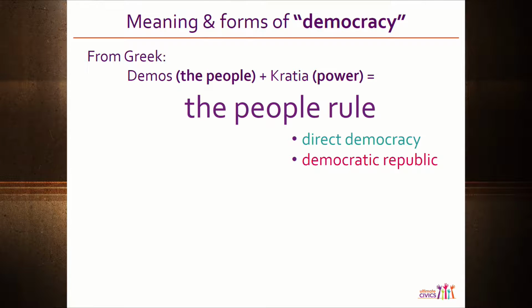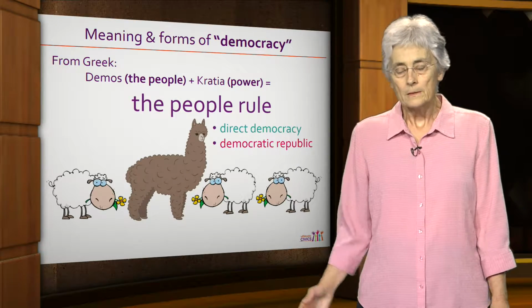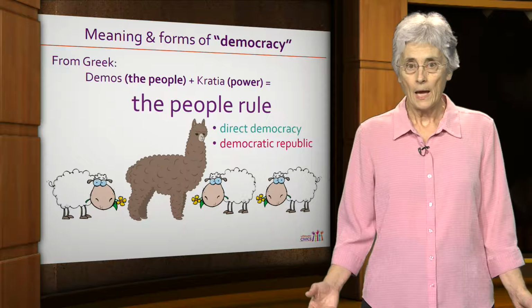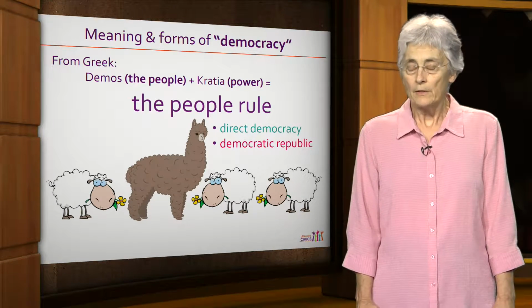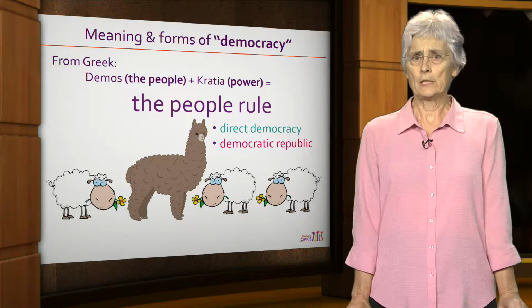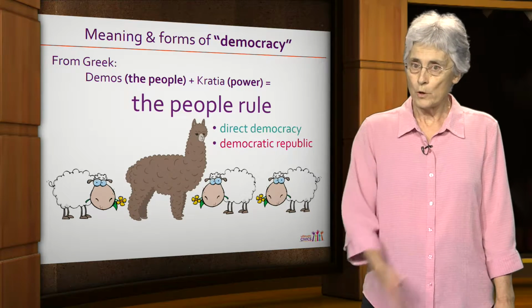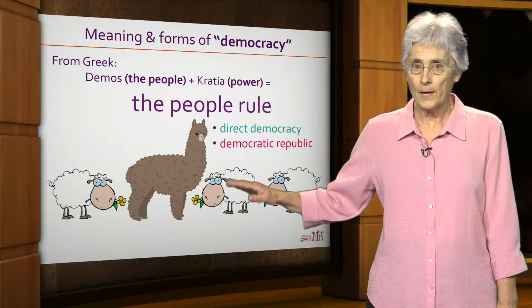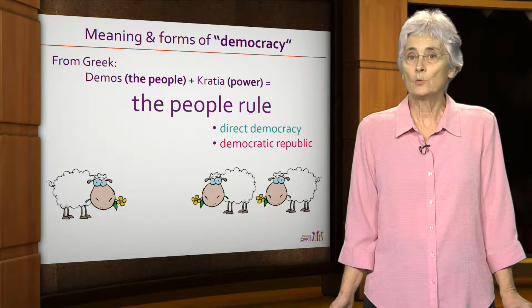A democratic republic is ruled by citizens through their elected officials, their elected representatives. Our founders gave us a democratic republic. Here's why. Say there are 3 sheep and 1 alpaca in a pasture. In a direct democracy, the 3 sheep think that alpaca looks very scary, even though it's actually very well behaved. The 3 sheep vote to send that alpaca far, far away. The alpaca votes no, it doesn't want to go, but it only has 1 vote.